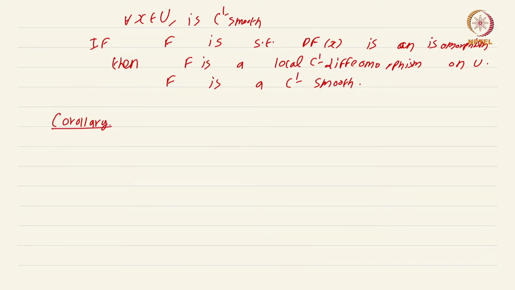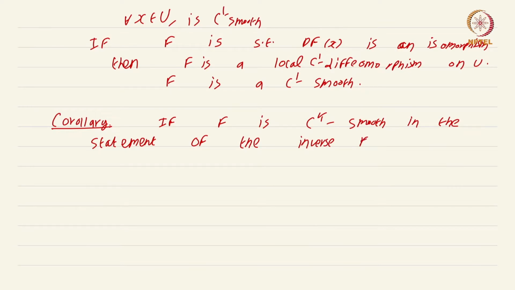Corollary: if F is C^k smooth in the statement of the inverse function theorem, so the exactly same statement, except now we are assuming F is C^k smooth, then the map G, again refer to the statement of the inverse function theorem to understand what this map G is, then G is also C^k smooth.